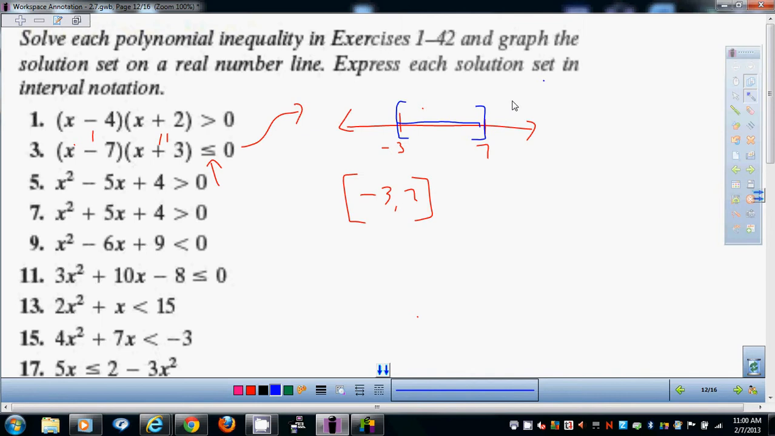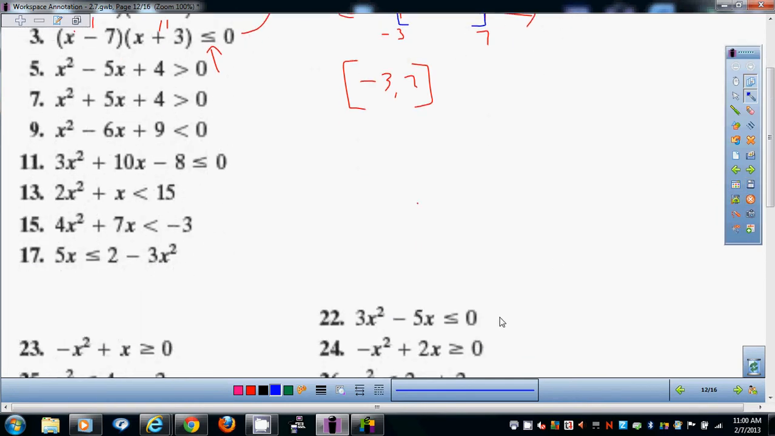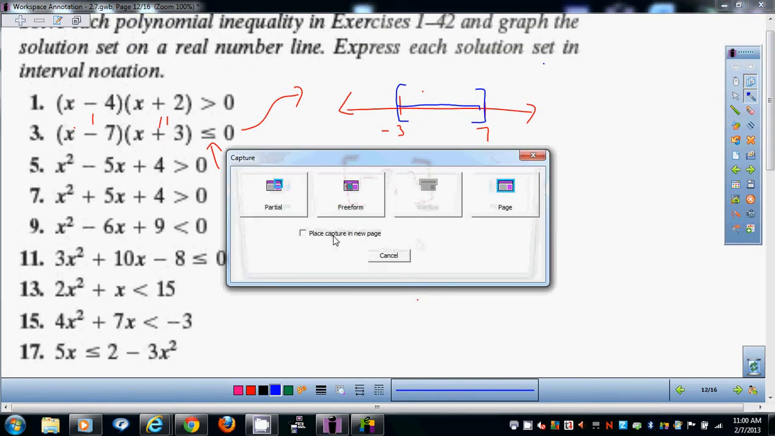Now, the only difference between number 3 and numbers 5 through 17 is that it's not prefactored. Number 3 was prefactored, the others are not. Only difference. For 5 through 17, we just have to find them ourselves using the quadratic formula. Let's look at 17. What is the easiest way to put all of this on one side of the equation, which should always be your goal?